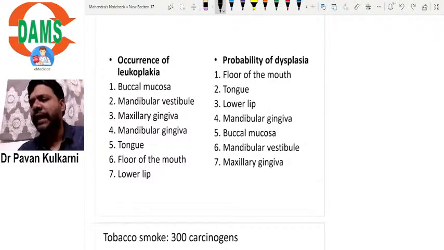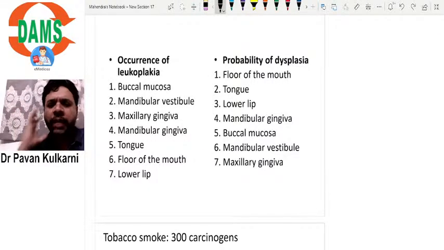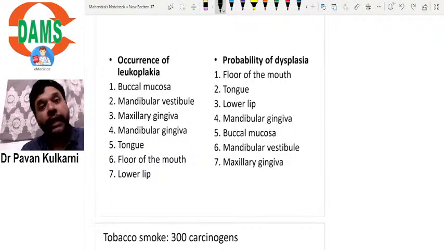What it signifies is that on the left hand side, you see the occurrence of leukoplakia, and on the right hand side, the probability of dysplasia. Occurrence of leukoplakia, left hand side: buccal mucosa, mandibular vestibule, maxillary gingiva, mandibular gingiva, tongue, floor of the mouth, lower lip. That means leukoplakia most commonly occurs on the buccal mucosa. It is the most common site. When you have seen patients clinically, usually most of the time that white patch will be on the buccal mucosa. A rare site is the lower lip.